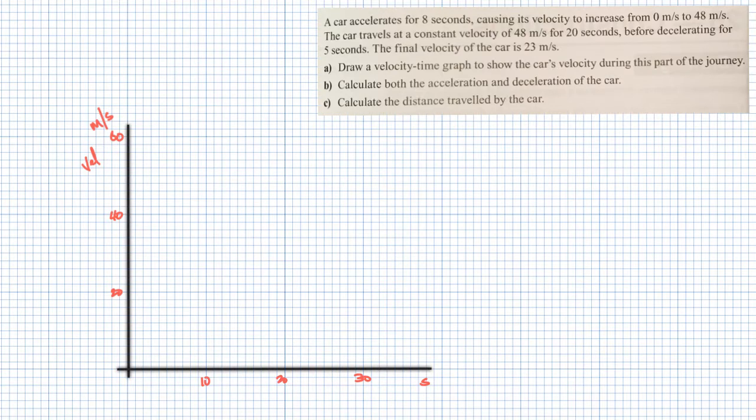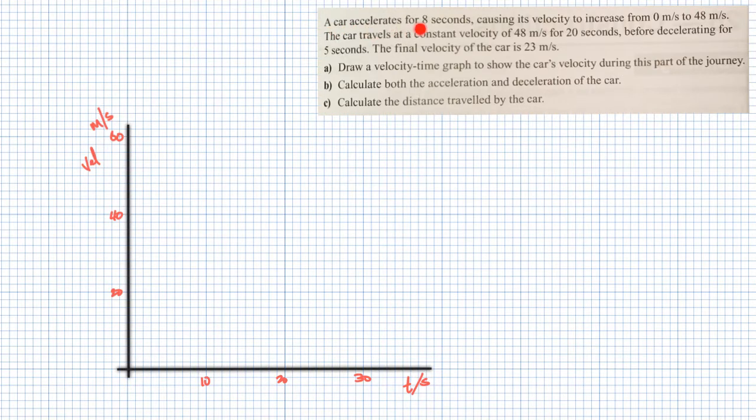So I've taken the liberty of labeling my axes here. So you can see why I've gone up to 60 meters per second for my velocity, and my time is in seconds. I should probably put a slash and say that that's time in seconds. I read the question before, so that's why I knew how to draw it, but let's go through the question.